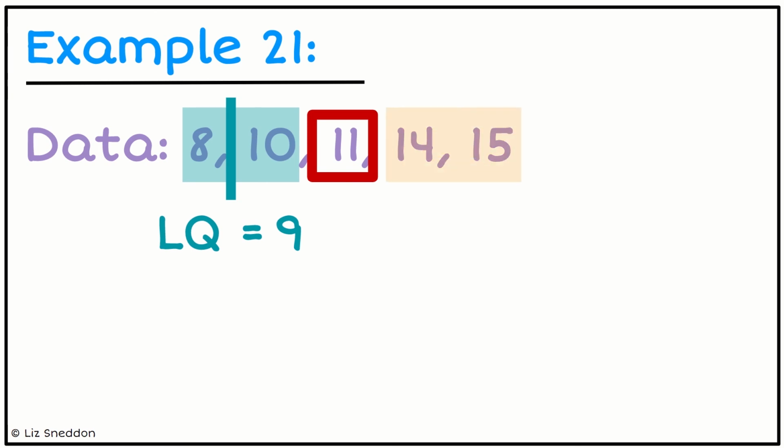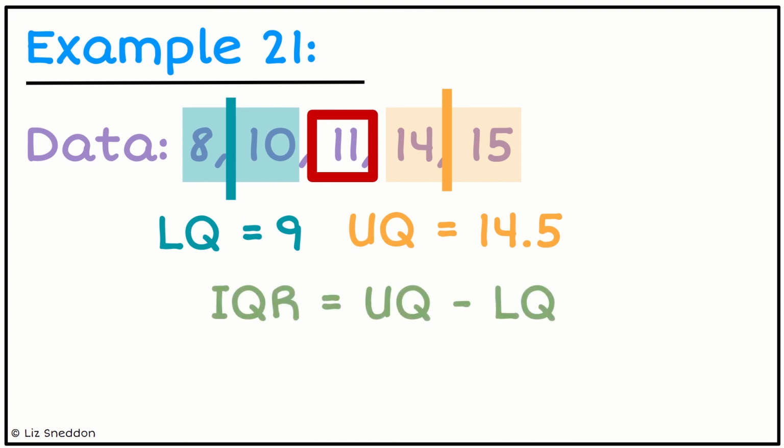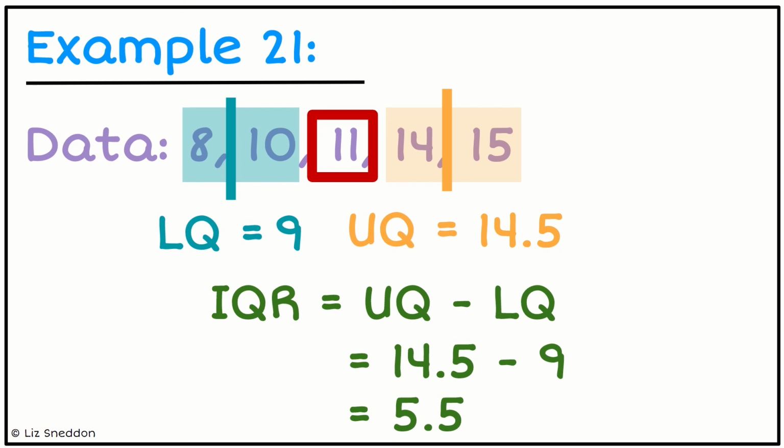So now let's look at the numbers above the median. So 14 and 15, we want halfway between those values. So that will give us an upper quartile of 14.5. So now we can calculate the interquartile range, which is that upper quartile minus the lower quartile. So 14.5 take away 9 gives us an answer of 5.5.